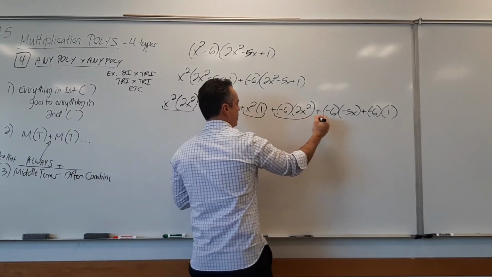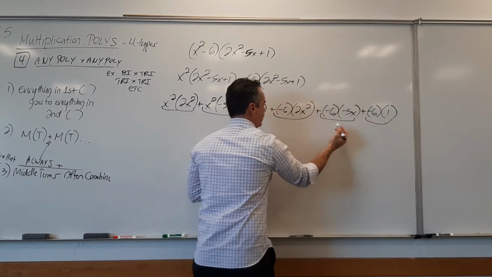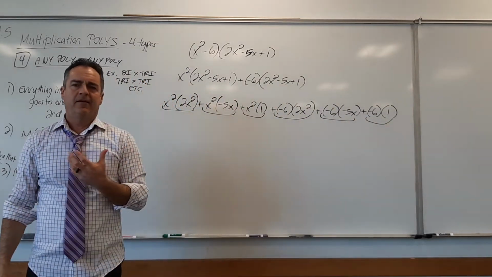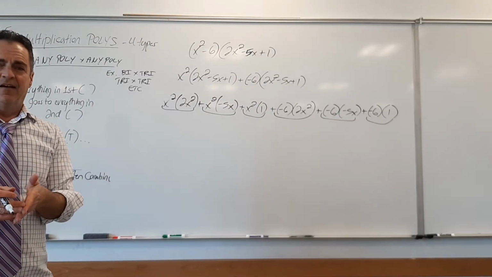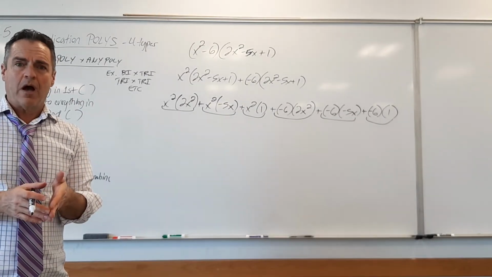Mono times mono, mono times mono, mono times mono, mono times mono. 1, 2, 3, 4, 5, 6, indeed. It's like the first thing we did, but 6 of them in one problem, okay?